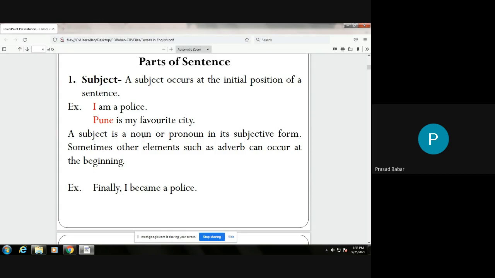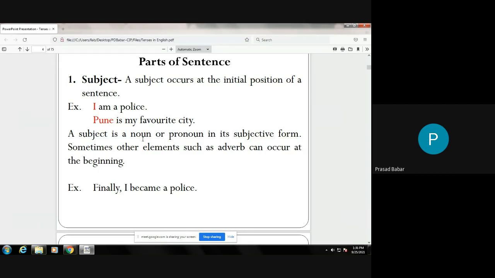Finally. It has the ly suffix, so we can identify that it is an adverb. Okay, finally is the adverb, and it came at the very beginning of a sentence. Finally, I became a police. So in this example, I is the subject, became is the verb, a police is the object, but finally came before the subject. Okay, so we can use an adverb at any place of a sentence.